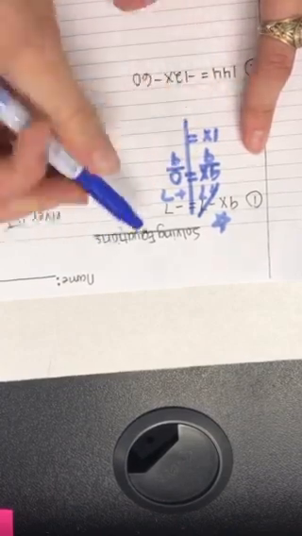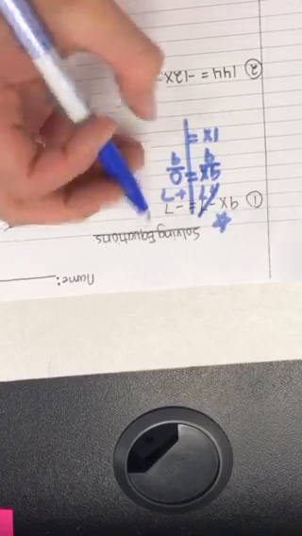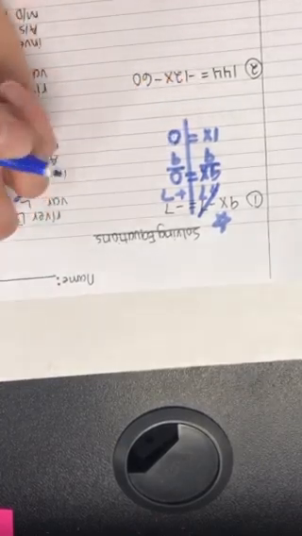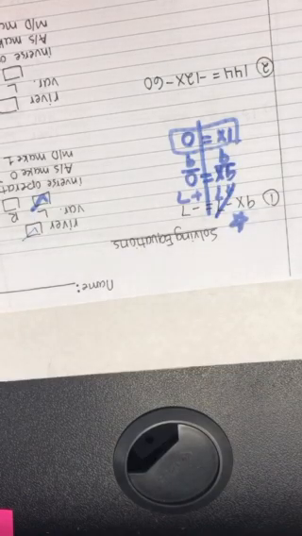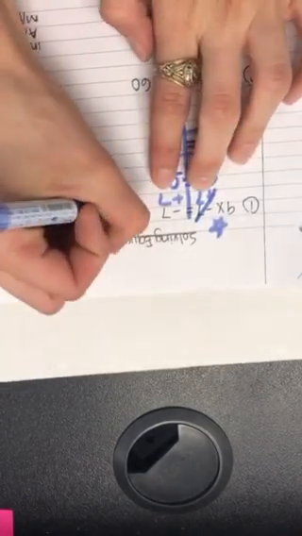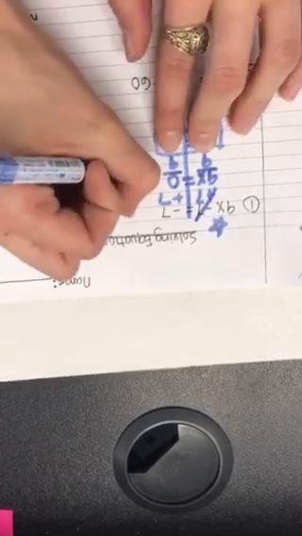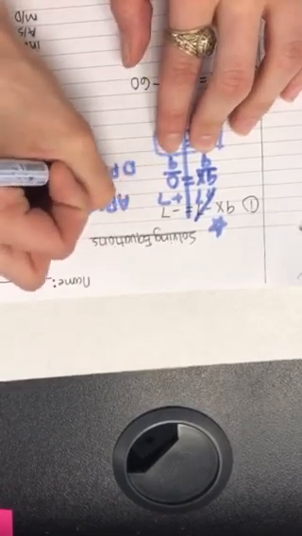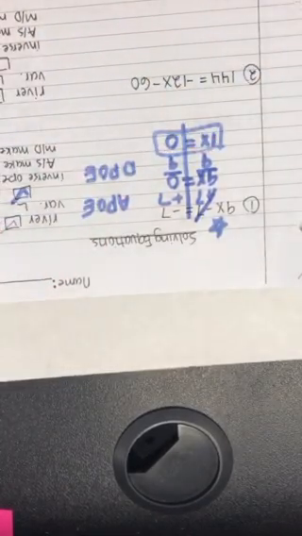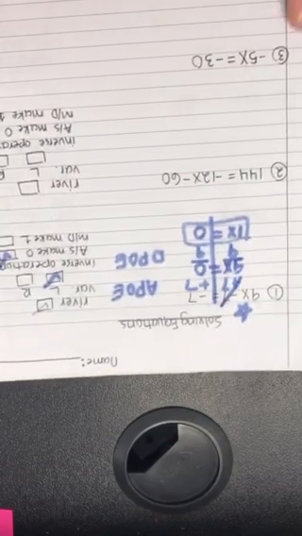I have to do it to both sides. 0 divided by 9 is 0. So the answer is 1x equals 0. So the first thing I did here was the addition property of equality, and the second thing I did was the division property of equality. All right, let's move down.